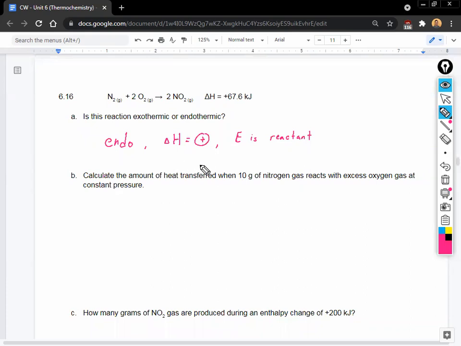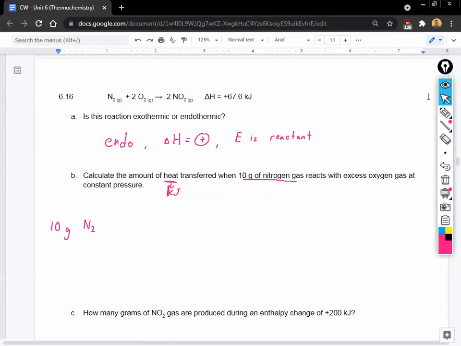Anyway, okay, so energy is going to be a reactant, so just keep that in mind. Next, we have the actual Stoich problem. It's asking us to calculate the amount of heat. Since we're looking at heat, we're looking for energy, so probably in kilojoules. So you want to end the problem with kilojoules. You want to find the kilojoules when 10 grams of nitrogen gas reacts with excess oxygen gas at constant pressure. So your starting number is 10 grams of nitrogen gas, this is N2, and you want to use this number to calculate the energy, the heat transfer.